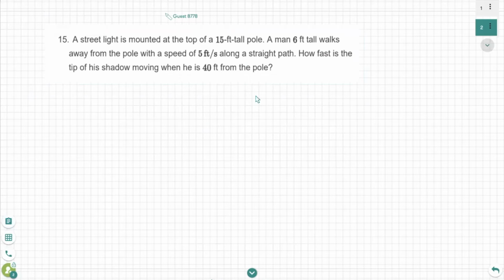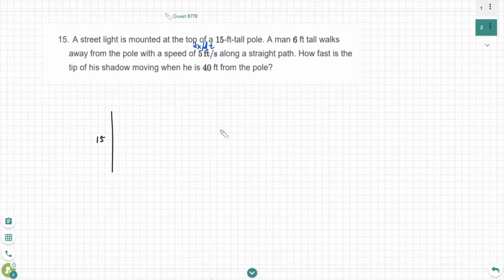Okay. So our height is 15. Our dx over dt is 5 feet per second. And our 6 foot tall man. Okay, so I guess another y value would be 6 feet.